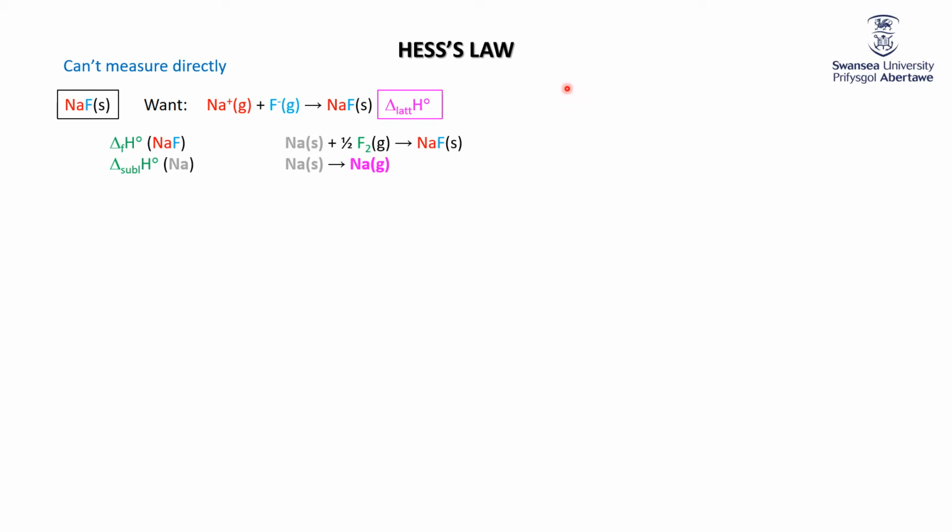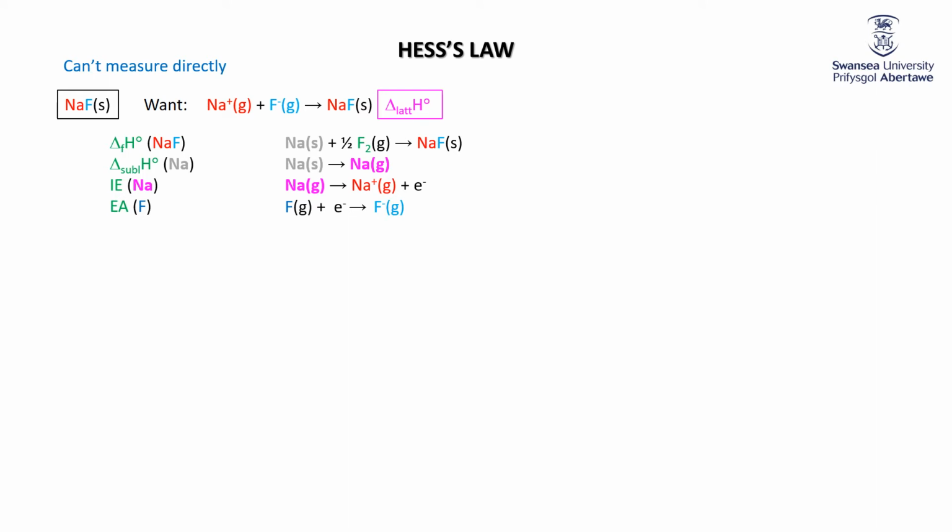So that takes our sodium into the gas phase, but we don't actually want sodium atoms in the gas phase, we want sodium cations in the gas phase. Well, how do we go from an atom to its cation? That's the ionization energy. So we're going to need the ionization energy of sodium gas to sodium plus the electron.